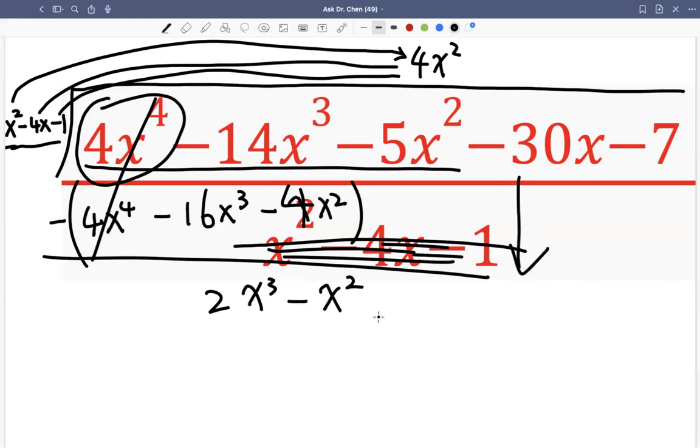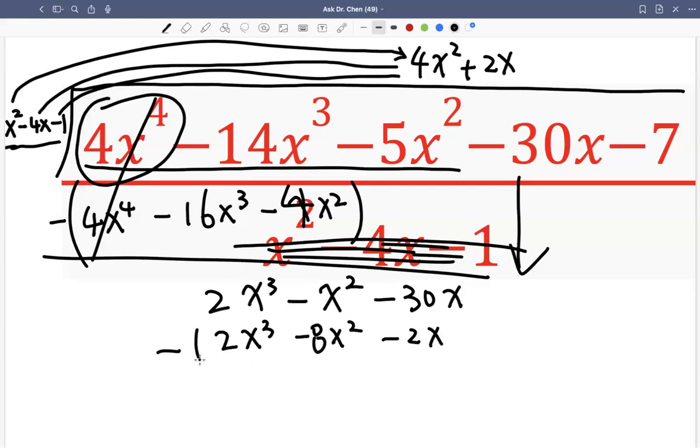Then we'll take the next term down. So that's negative 30x. Same thing, we're going to get rid of this leading term, 2x cubed. So we need to multiply by 2x in the quotient. So 2x times x squared gives us 2x cubed. Then 2x times negative 4x, that's negative 8x squared. Negative 1 times 2x, that's negative 2x. Then again, we subtract from above.